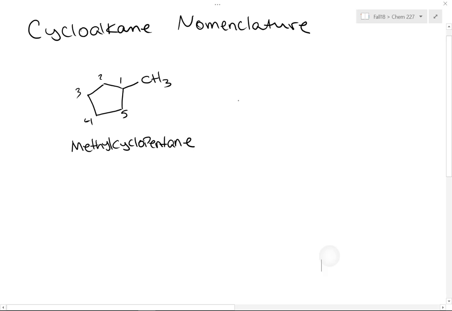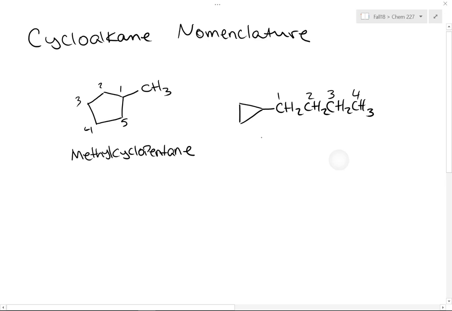Okay, so let's do another example. The ring isn't automatically the parent. So consider this example. The ring is a 3-member ring, and we have a 4 carbon chain here. So we're actually going to name this as a butane. 1, 2, 3, 4.